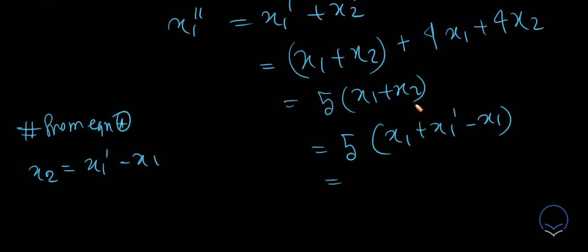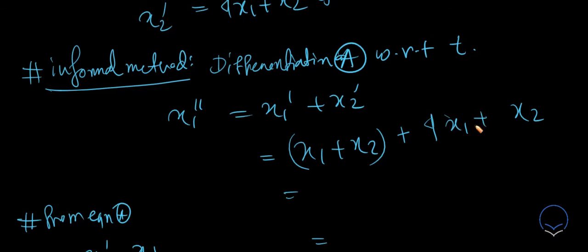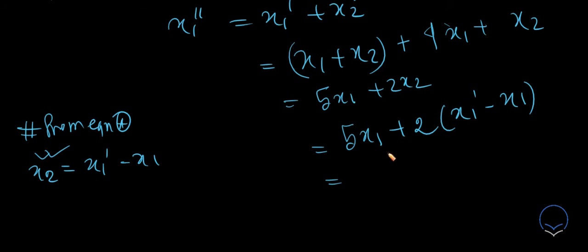All right. Oh yeah, I made a mistake. I'm sorry about that. There shouldn't be a 5 over here, because it was 4x1 plus x2. Let me just rewrite this whole thing. So this is just 5x1 plus 2x2, and then we are going to use this thing. So this is 5x1 plus 2 times x1 prime minus x1. So ultimately we have 3x1 plus 2x1 prime, and this is equal to x1 double prime.